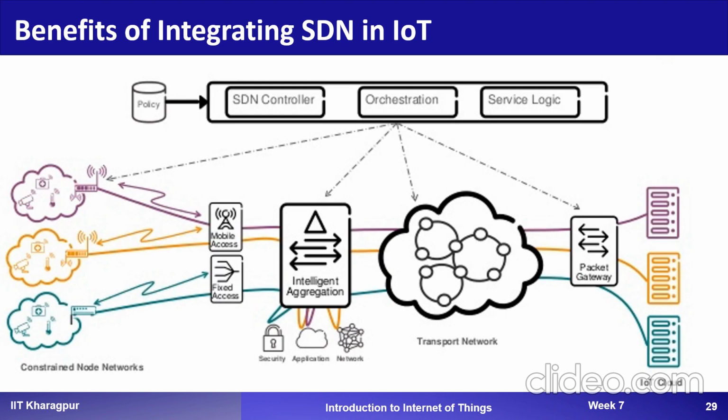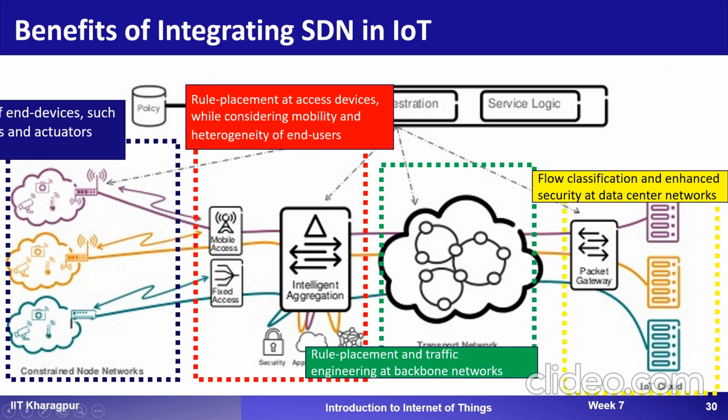Now at different layers of your IoT architecture, how SDN can be implemented. At your lower layer where your IoT devices are, this is responsible for sending the data, and your SDN is responsible for taking the data from these devices and transmitting to some other devices.